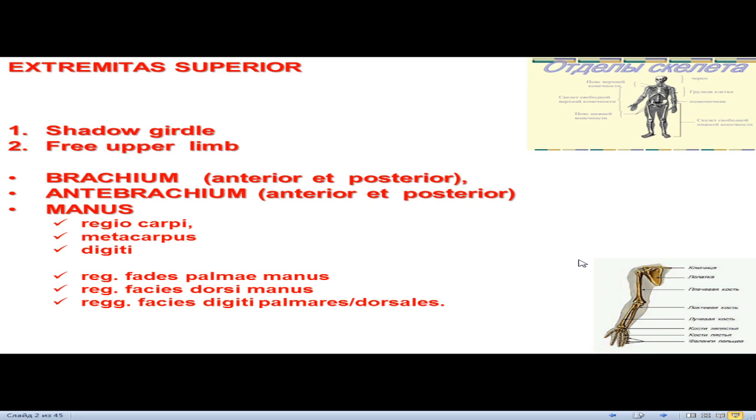Today, on the example of the topographical anatomy of the upper limb and shoulder girdle, I'll explain to you and show you what the difference is and what you must pay special attention to. So, extremity superior or upper limb. It consists of the shoulder girdle and the free upper limb. The free upper limb contains the arm, which we can divide into anterior region and posterior region of the arm.